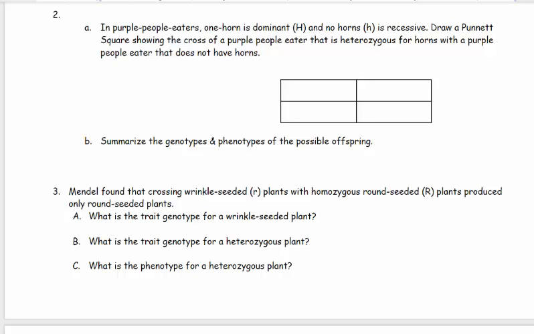Okay, let's move on. Let's take a look at question number 2. In question number 2, we're talking about crossing a purple people eater that is heterozygous with a purple people eater that does not have horns. And in this case, no horns is the recessive trait. So I'm going to ask you to fill out the top and the side for these. Let's use the top as the heterozygous and the side as the no horns. And do that over the next minute. I'm going to ask you to pause the video now, and we'll come back in a minute. So go ahead and pause it now.